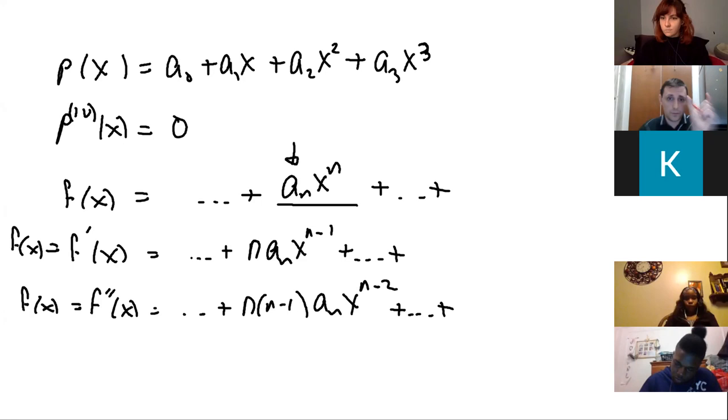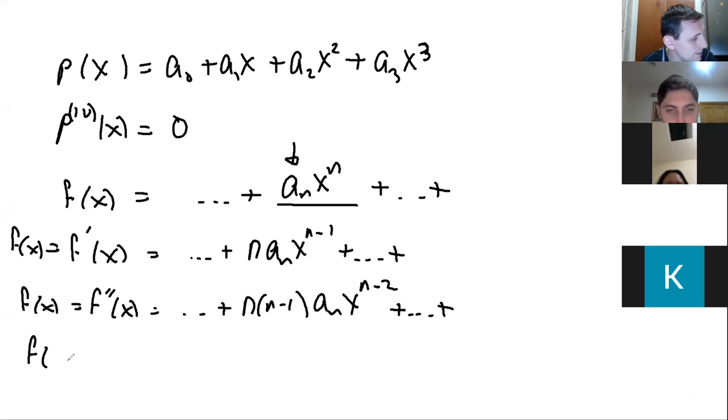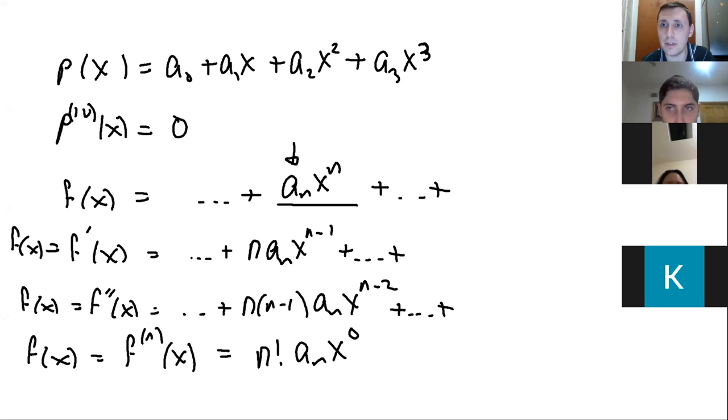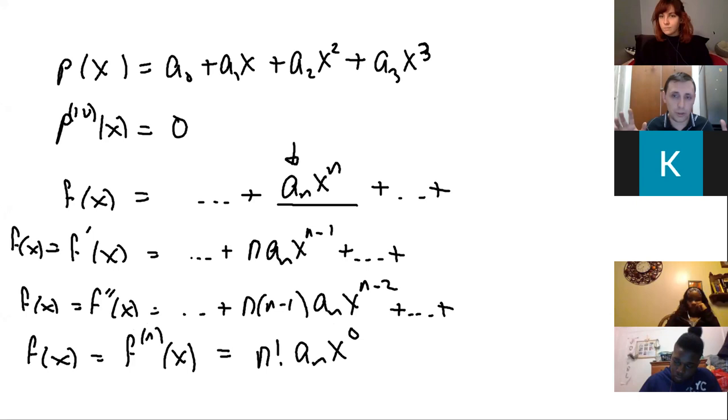N plus 1 will make it 0. So I need to take n derivatives, right? If I take n derivatives, look at it: f^(n)(x) would be equal to n factorial a_n x to the power of 0, because I borrowed everything. I took the n, I took the n minus 1, all of them. I'm showing you something really incredible that you will be using all the time.